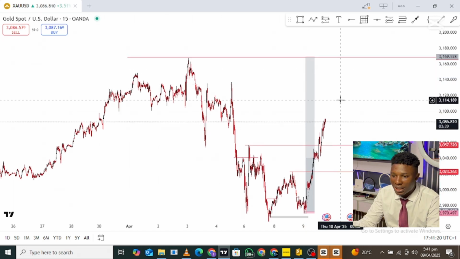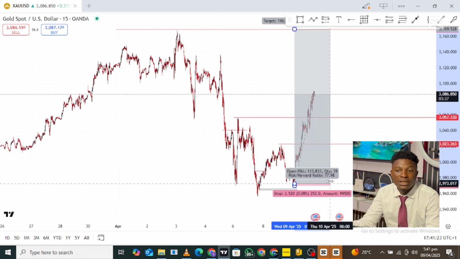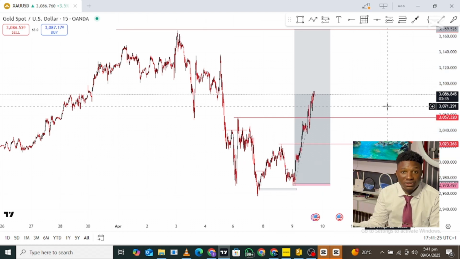So this is so crazy, guys. Can you see, ratio 77? So this is so crazy, guys. Imagine you're able to see this particular setup and then wait for price to get to your take profit.